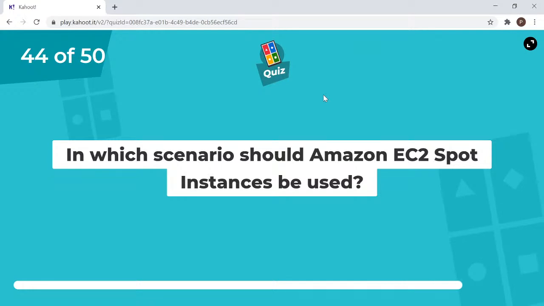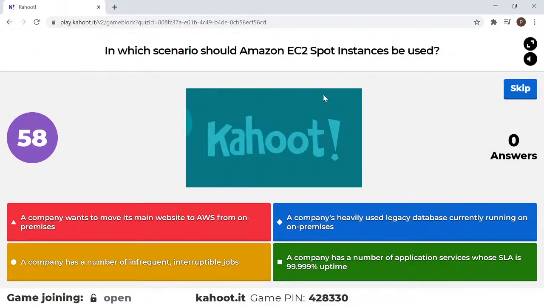In which scenario should Amazon EC2 Spot instances be used? When a company wants to move its main website to AWS from on-premises, or a company's heavily used legacy database currently running on-premise, or a company has a number of infrequent interruptible jobs, or when a company has a number of application services whose SLA is 99.999% uptime.